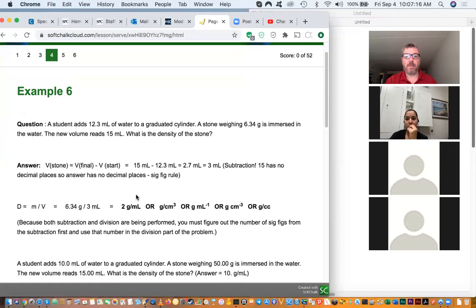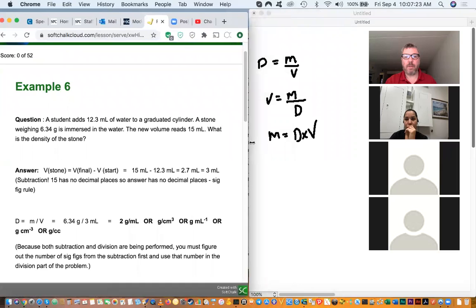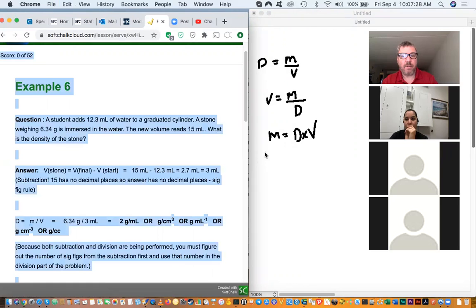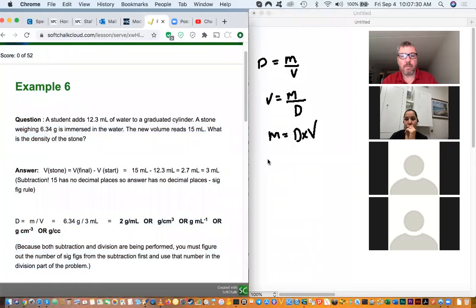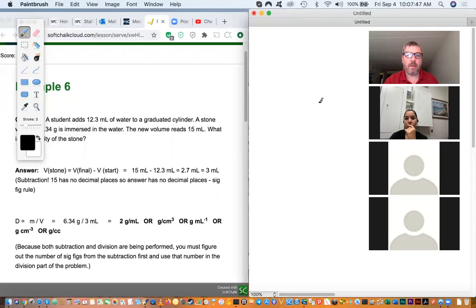Okay, now these problems here are a little bit more intense when it comes to the sig figs. The reason for that is because what we're doing here is mixing operations. This is what we need to do when we're dealing with the density of an irregular solid.